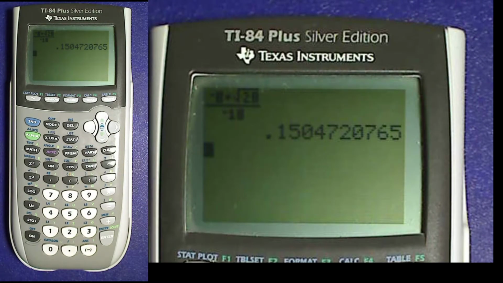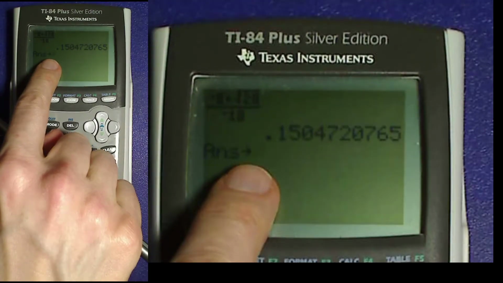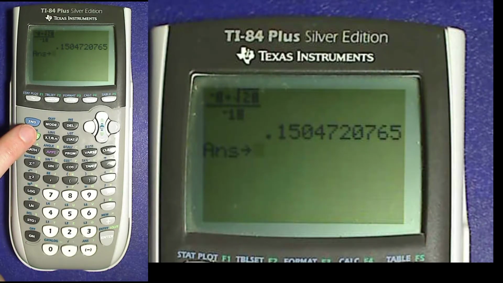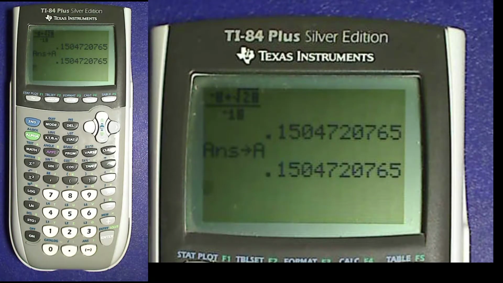When the command line is like this, it assumes that whatever you want to do, you want to do it to the answer that was last computed. I hit the store button to get the arrow, and then I have to tell it what memory to store that number in, and I decided I'll use A, so I hit the alphabet button, and then this button, you can see there's a little green A above it. And then I hit enter, and now that number is stored in A. That's our first critical number.